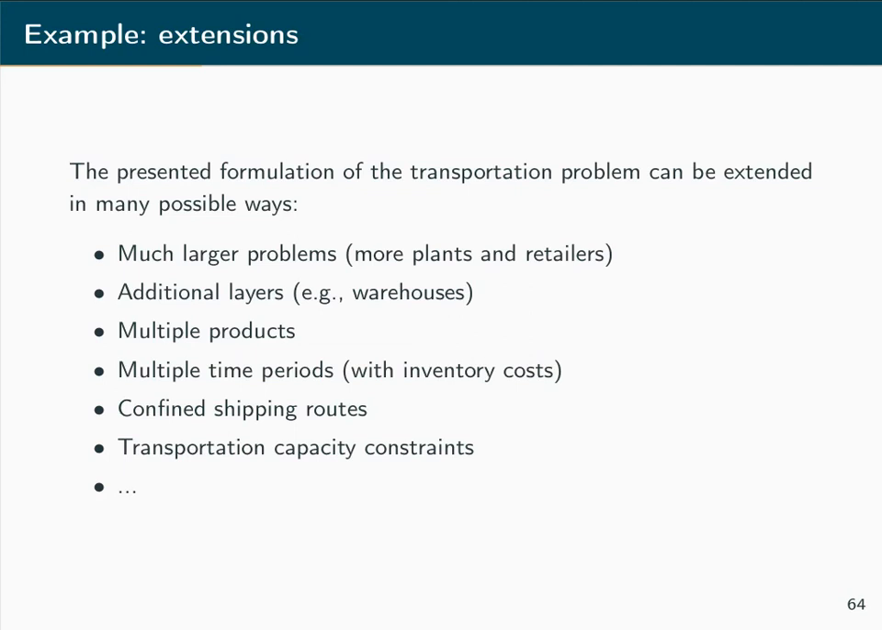Of course, there are many other problems out there that can also be formulated and solved as an LP. Moreover, the presented transportation problem can be made more realistic in many ways by making it much larger or more complex. So for instance, we could consider a much larger number of plants or a much larger number of retailers. We could also introduce additional layers, for example, warehouses that the products first have to be shipped to before they actually get shipped to the retailers.